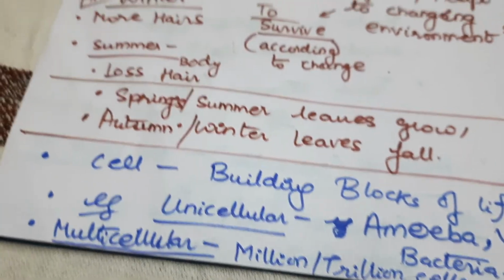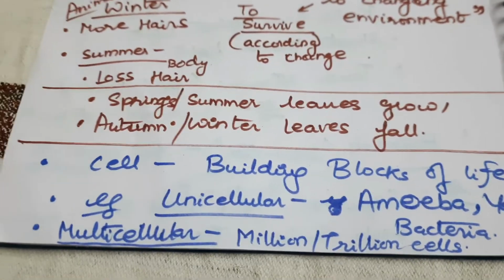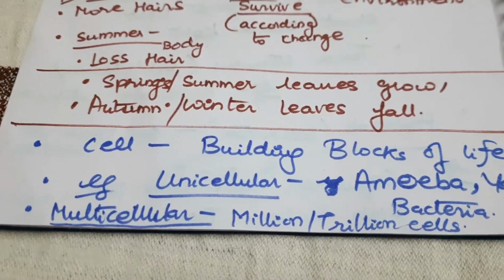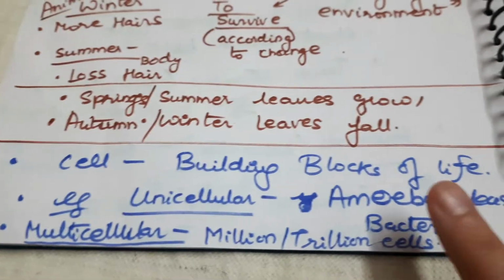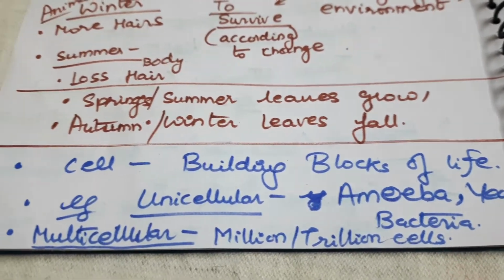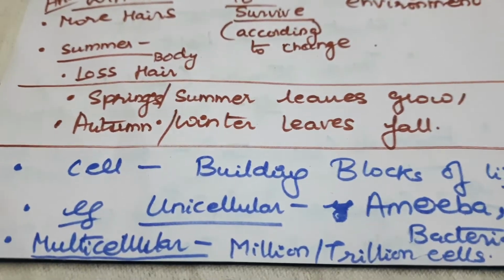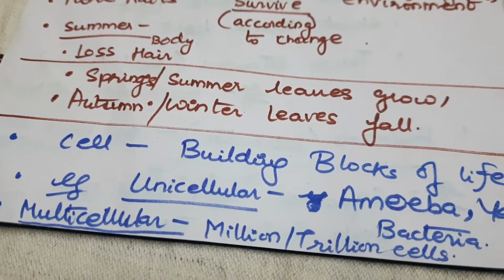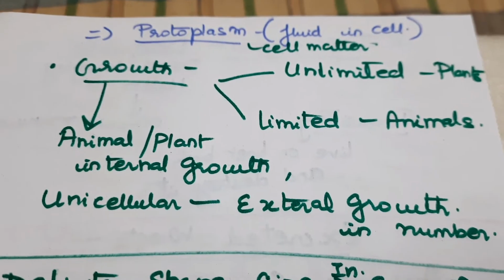Then, coming to the next, is the cell. All living organisms are made up of cells, which are the building blocks of life. Unicellular organisms are single-cell organisms like amoeba, yeast, and bacteria, and multicellular organisms have millions and trillions of cells, like animals, plants, etc. Humans are multicellular. Next is protoplasm. Protoplasm is the cell matter, and the fluid in the cell is cytoplasm.